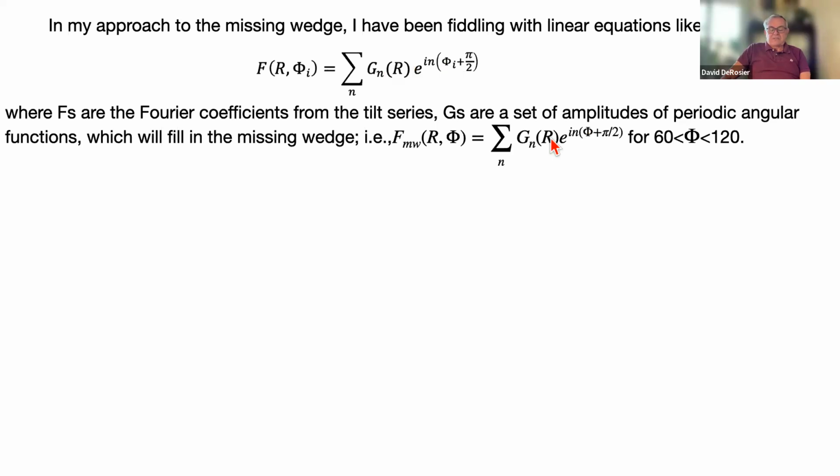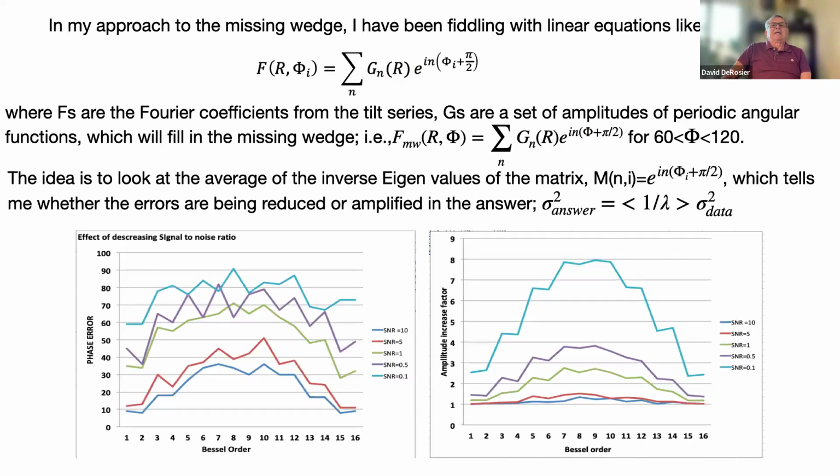Once we've determined the g's, of course, the point is that the eigenvalues of this matrix, these terms here, tell you whether the errors are being reduced or amplified. So the errors in the data times the average of the inverse eigenvalues gives you the propagation into the answer. But that alone is not sufficient. What you want to know is where do those errors show up?